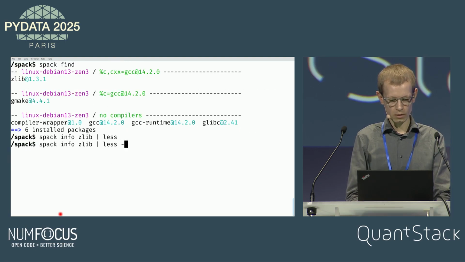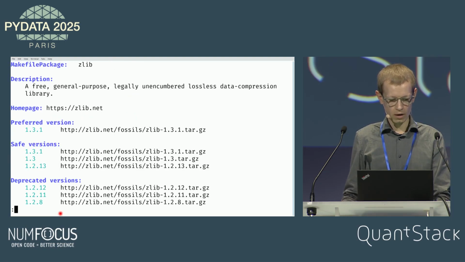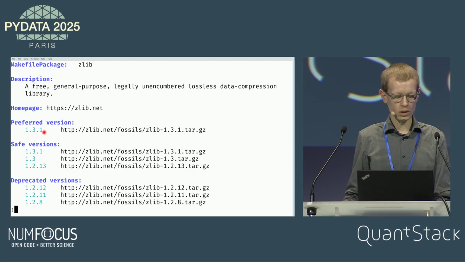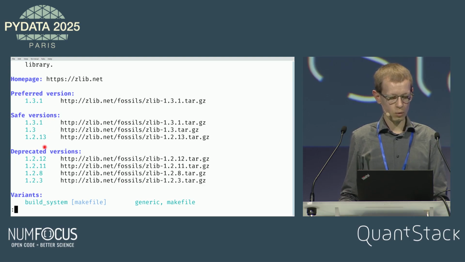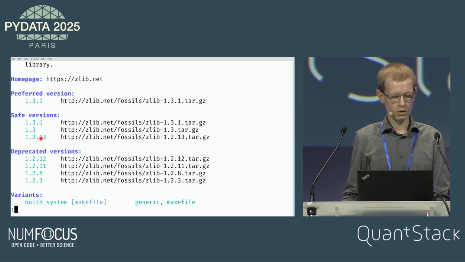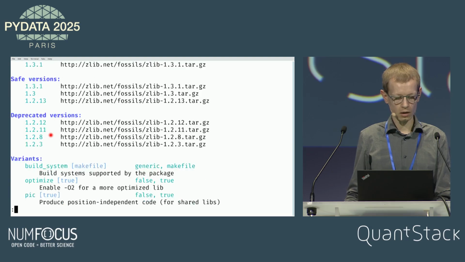So we have some description at the top. Then it lists different versions. So far, we did not specify anything. We just got the latest version 1.3.1, but there are others, and we're free to pick any other, and we will go ahead and install 1.2.13 in a second.